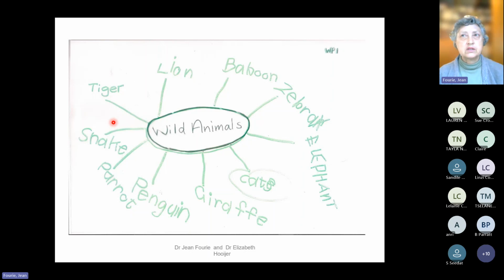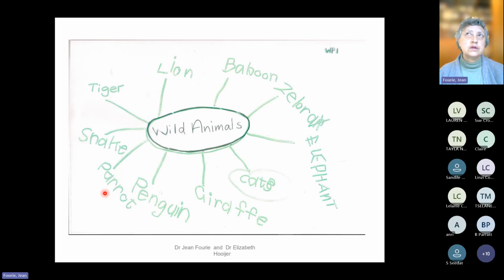What other wild animals do you know? I know about a snake, and here the child spelled snake correctly, using the magic E to turn the A into an A, snake. And what other wild animals? The child knows about parrots, parrot, and I think that's spelled correctly with a double R, parrot.